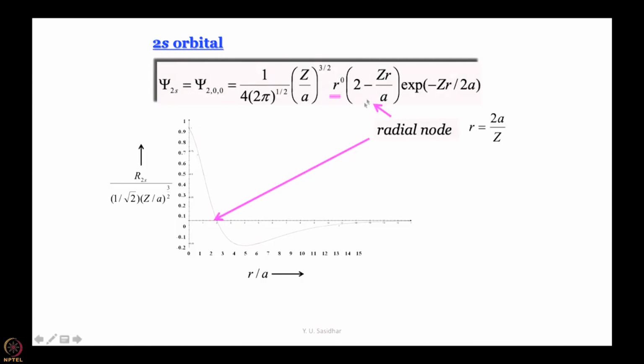In 2s orbital what you have is r to the power 0, it is fine, 2 minus zr by a, a polynomial of first order multiplied by the exponential term. The difference between this exponential term and the earlier one is that here in the denominator you have a 2, right. So, the fall off is supposed to be faster. So, what do we have here? We have a fall off, and then this function as we discussed earlier can become 0 at some value. At which value? r equal to 2a by z. That is where we will get a node, and that is where the wave function will change sign, right.